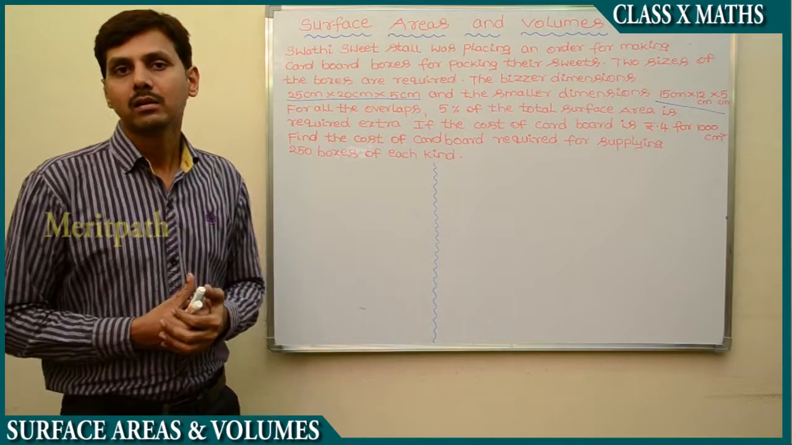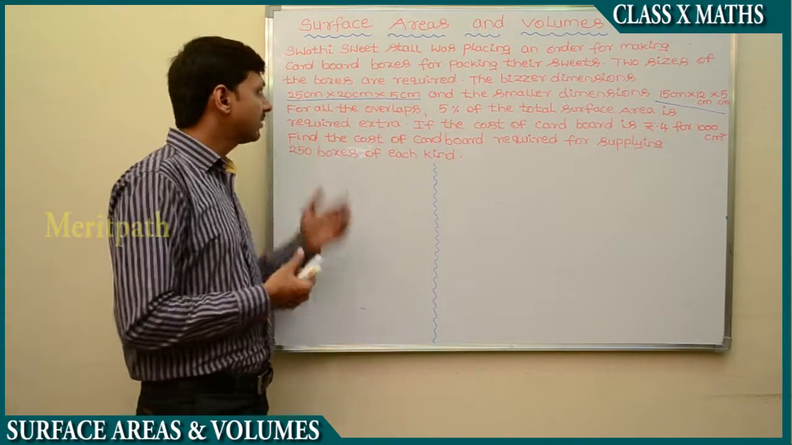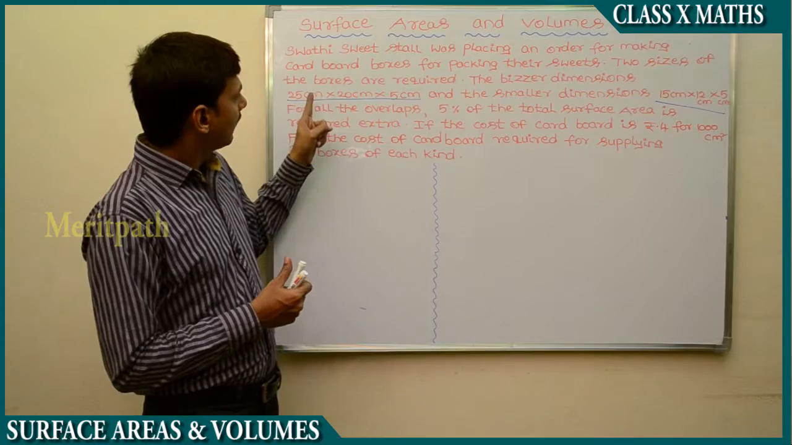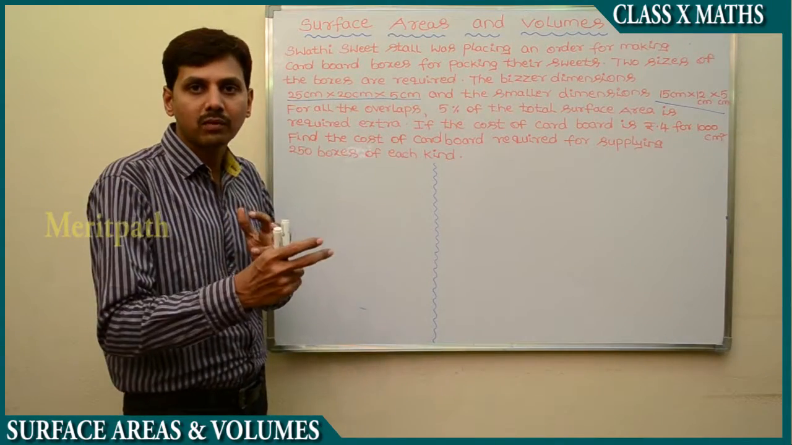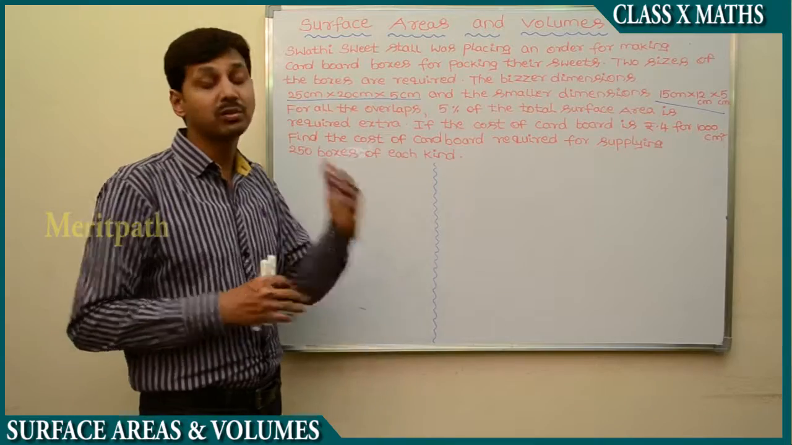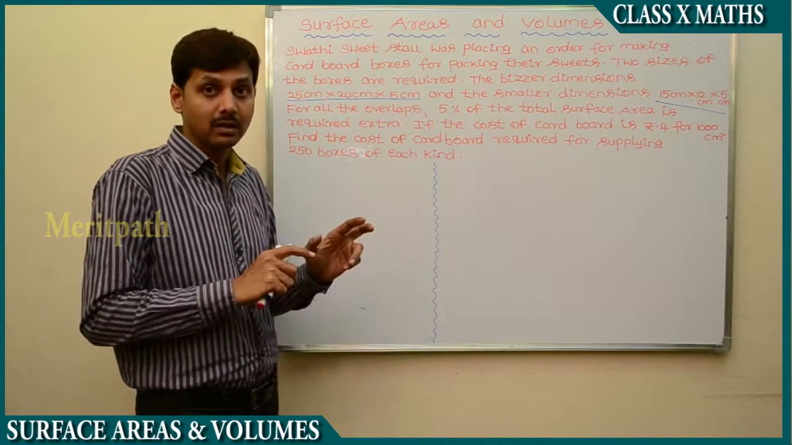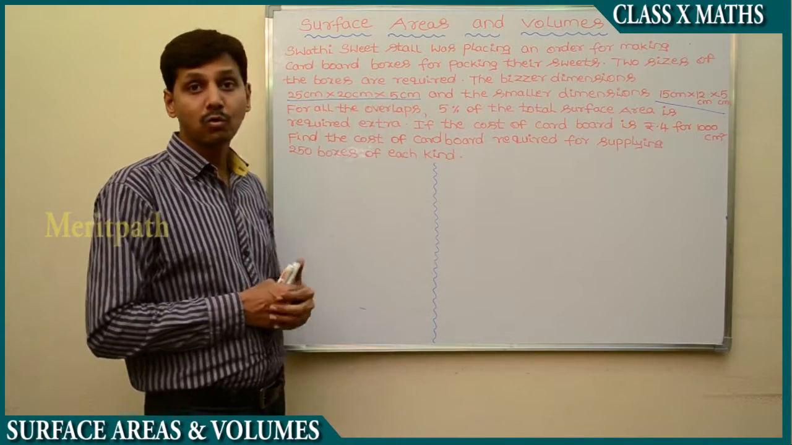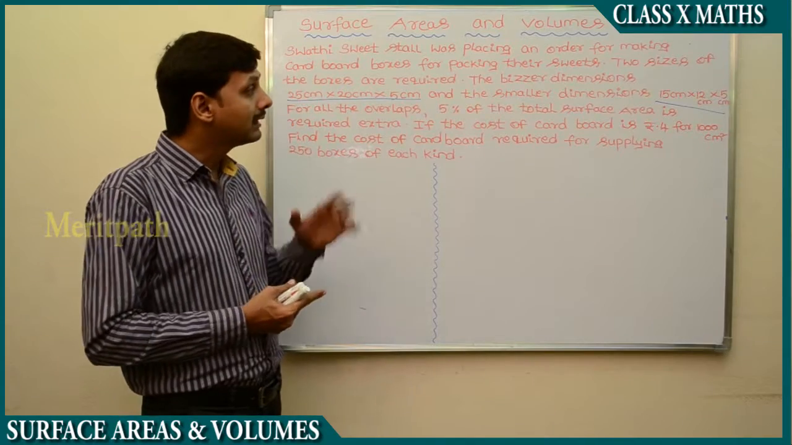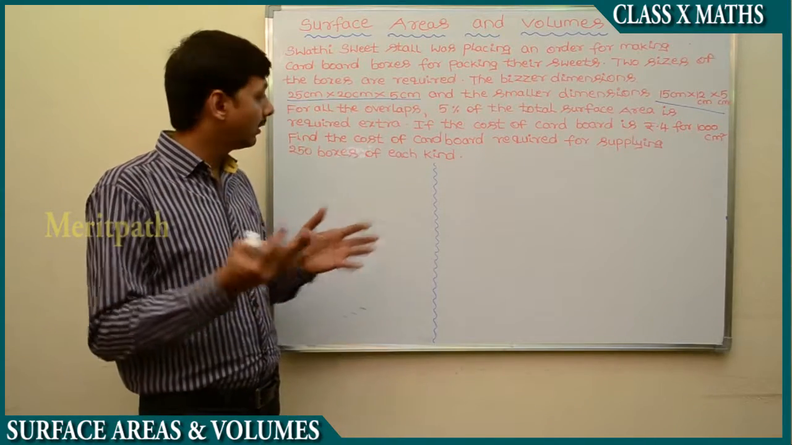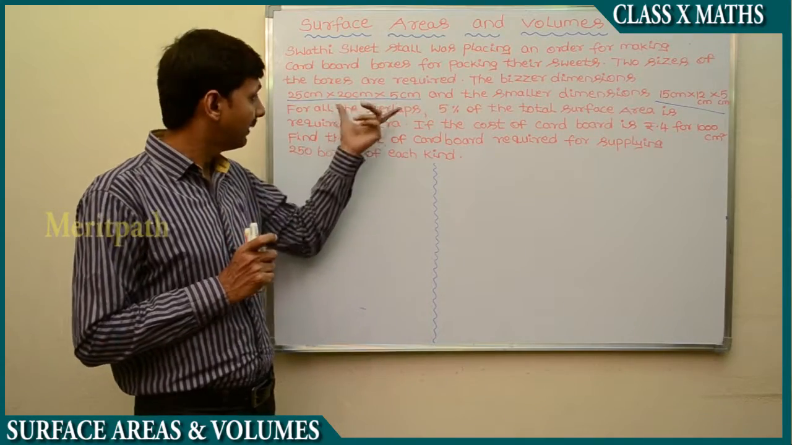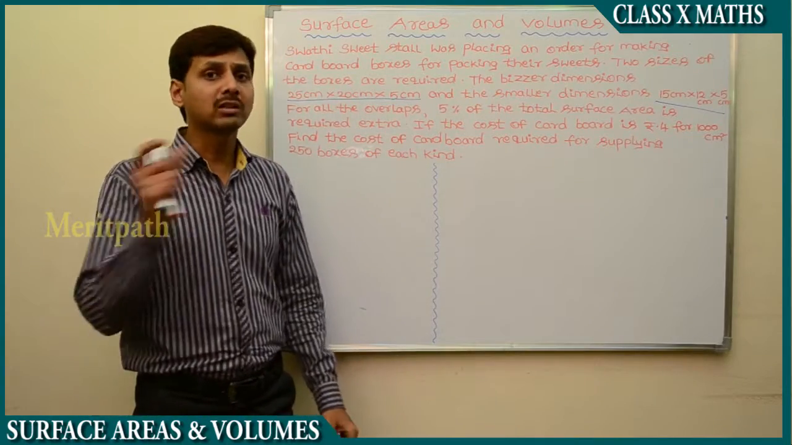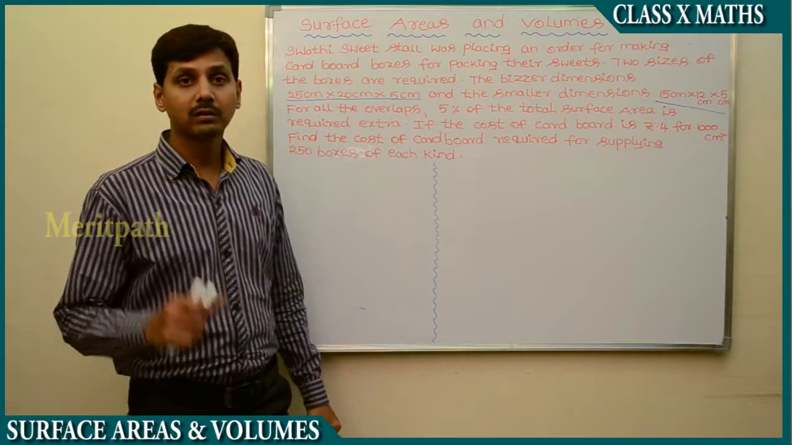So they need a little extra cardboard, that is 5% extra cardboard. In this bigger box they need 5% extra cardboard, and the smaller box also needs 5% extra cardboard. They need 256 boxes of bigger size and 256 boxes of smaller size, and we need to find out the cost also: 4 rupees per 1000 centimeters square.